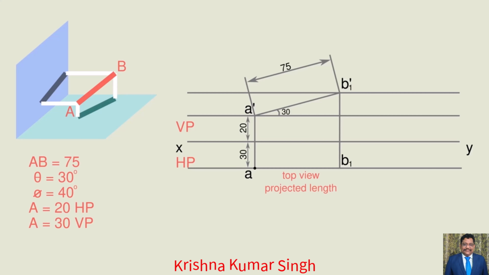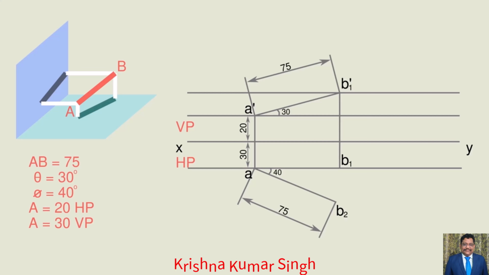It is not final, still we need to give the inclination to this line. Step 2. Now we draw the true inclination the line makes with VP. Set the angle as phi is equal to 40 and draw a line with length 75 mm true length and name that end as B2. Here AB2 is the top view's true length.